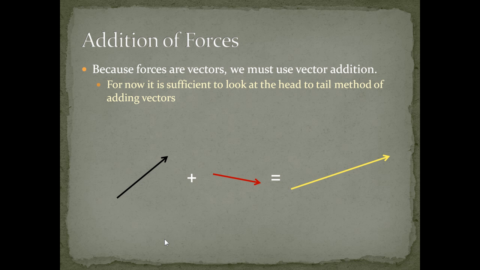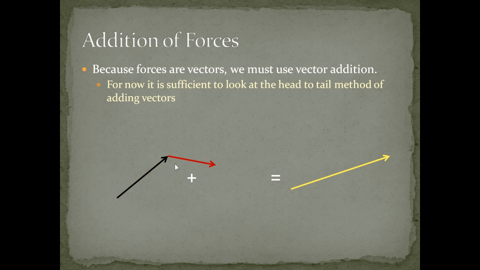So in this instance, I have this black vector which points up and to the right, and then I have this red force vector that points down and to the right. And if I add them together using the head-to-tail method, I'm going to take the tail of my red vector and place it on the head of my black vector, and it's going to look like this.